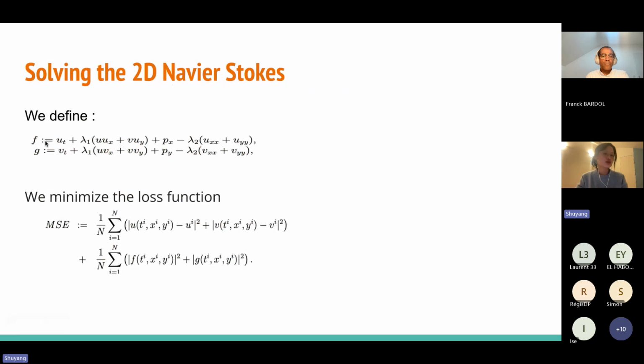So if u and v is a solution of this function, what will happen is that f equals 0 and g equals 0. And now you just plug these things into the loss function. And if this thing converges to 0, happy ending. And of course, we add some boundary and initial conditions. It's almost the same thing as before.